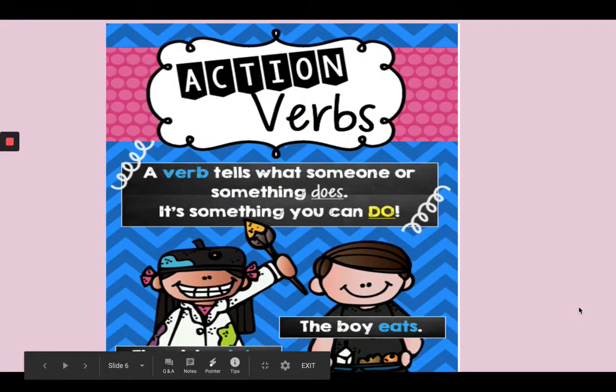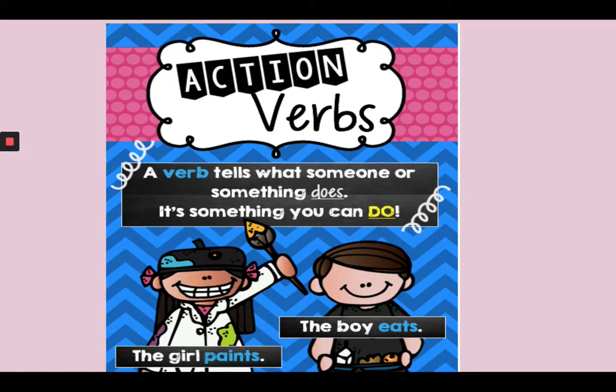So, those verbs are called action verbs. An action verb tells what someone or something does. So it's something that you can do. And they give us two examples. The girl paints and the boy eats. In each sentence, we're going to make sure we find the verb. So in the sentence, the girl paints, what is the girl doing? You're right, paints. So that is the verb in that sentence. The boy eats, what is the verb in that sentence? You're right, eats. We know that is something that he can do.